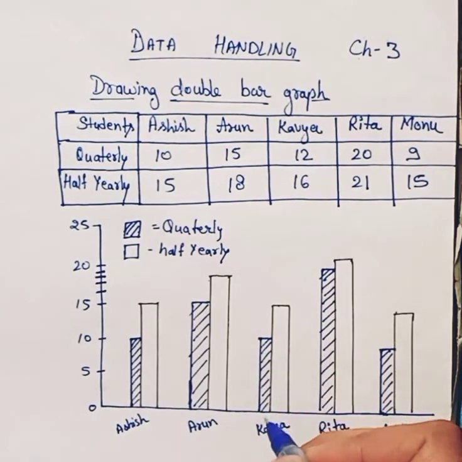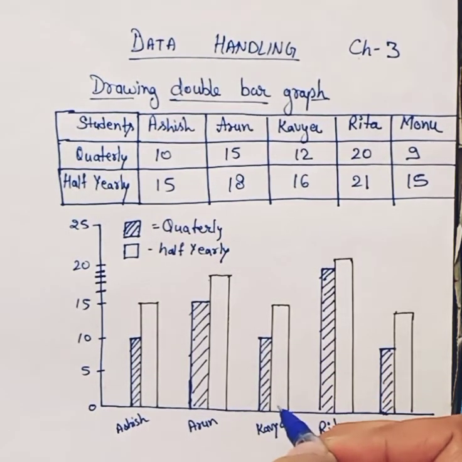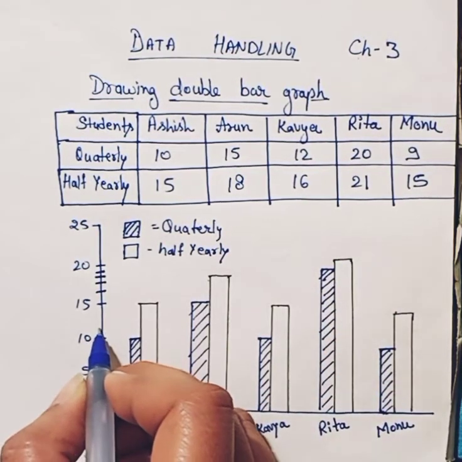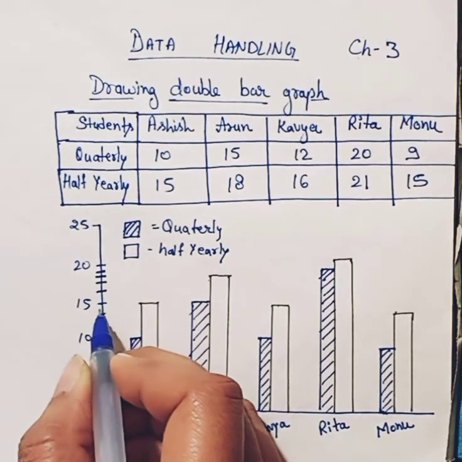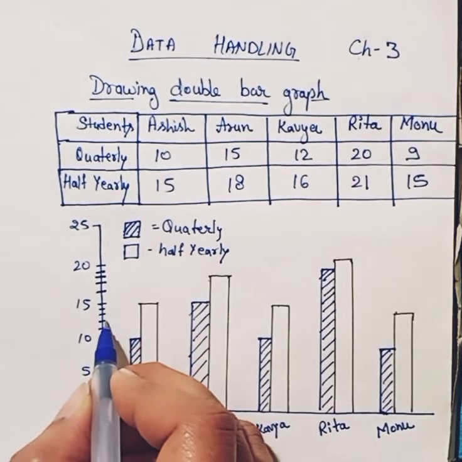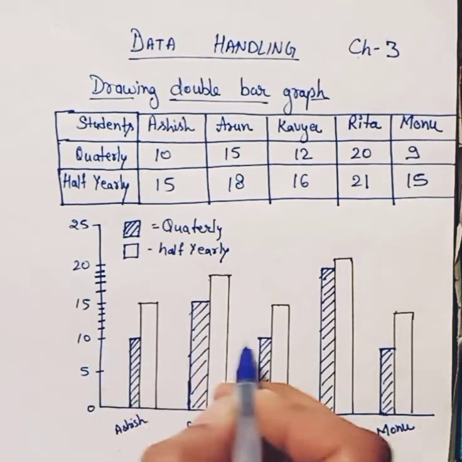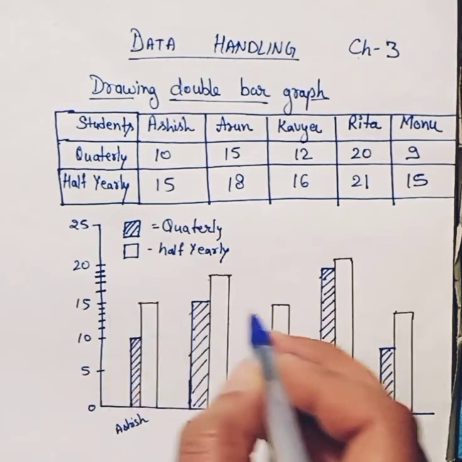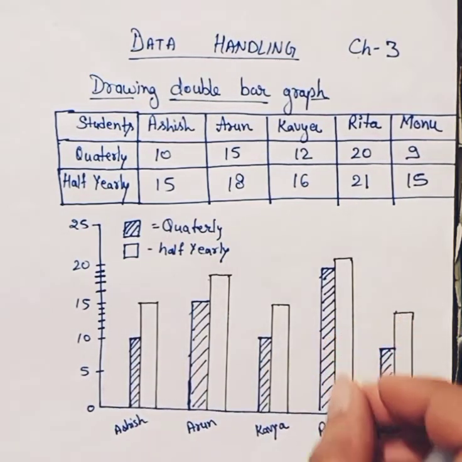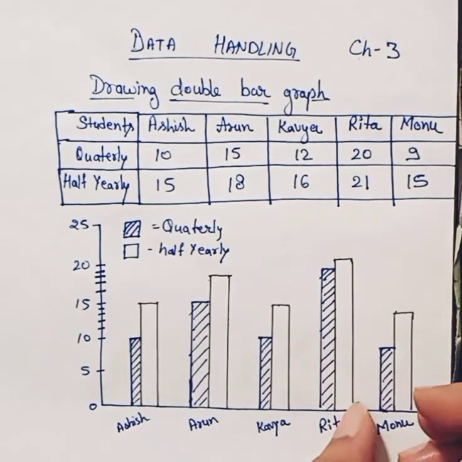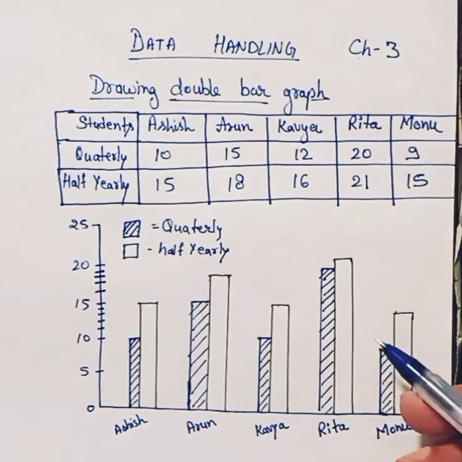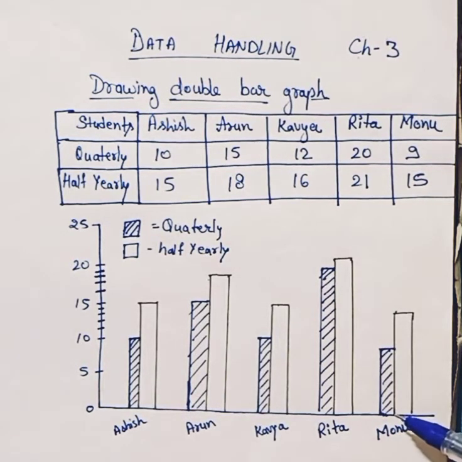Then next is the marks of Kavya. Again you use the same pattern, which is 12 and 16. For 12 we have 11, 12, 13, 14 and 15. So number 12 is this. In front of this 12 you use this plotting, and for 16 also in front of this. Further, using the same method, you can do it for Rita also. Rita is 20 and 21, which is a difference of 1 mark only. And the last one is Monu, with 9 and 15.